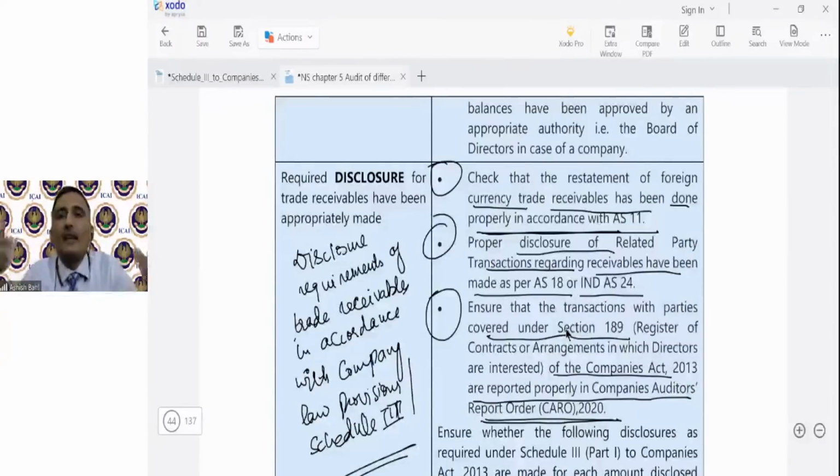I have also verified GST returns. I have also reviewed GST returns of the company. So all these things provide me comfort. All these things provide me persuasive evidence to conclude that the evidence is sufficient, appropriate to express my opinion on the financial statements.